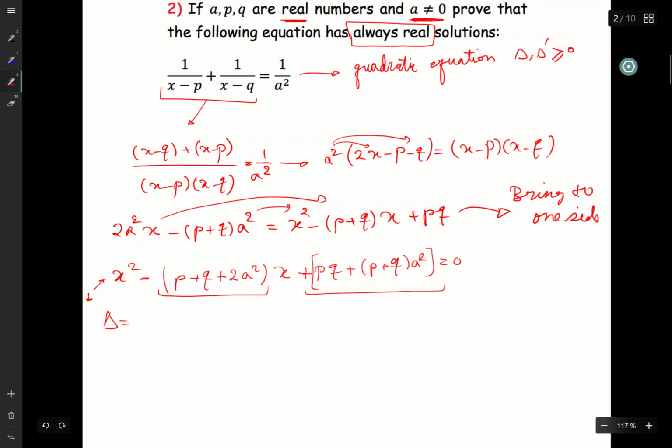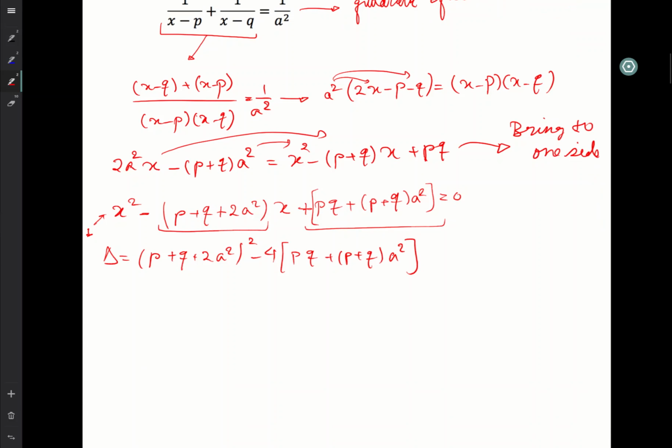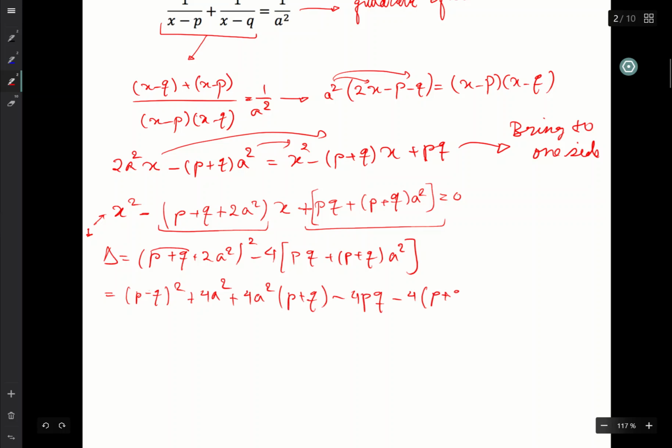So delta, for the standard form, is b squared minus 4ac, right? So p plus q plus 2a squared, squared, minus 4 times pq plus p plus q times a squared. Now let's simplify this. The first term is p plus q squared plus 4a squared times p plus q plus 4a to the fourth, right? Minus 4pq minus 4 p plus q times a squared.